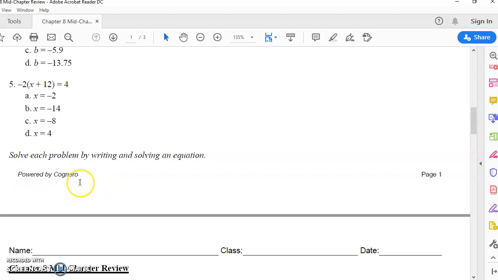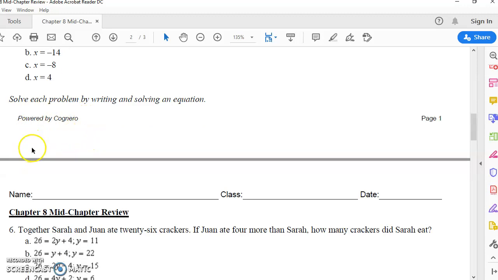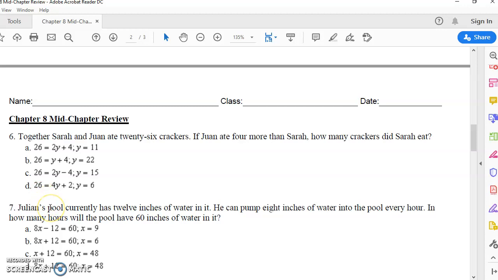All right, moving on. You will have about 4 word problems on your test. This next section deals with word problems. It says solve each problem by writing and solving an equation. So when you look at 6 and 7, I told you 3 things to figure out as you work through the problem. After you read through the problem, write down what you know, then write down what you need, and then plan out how you're going to write your equation.